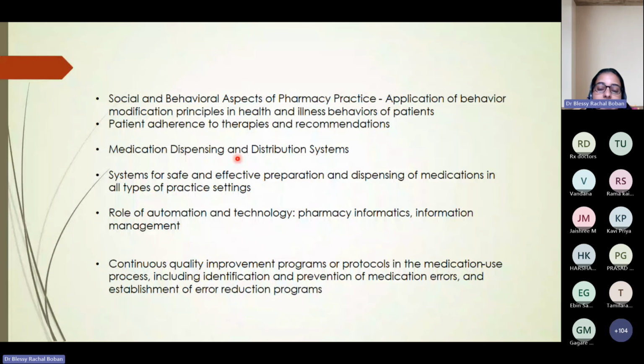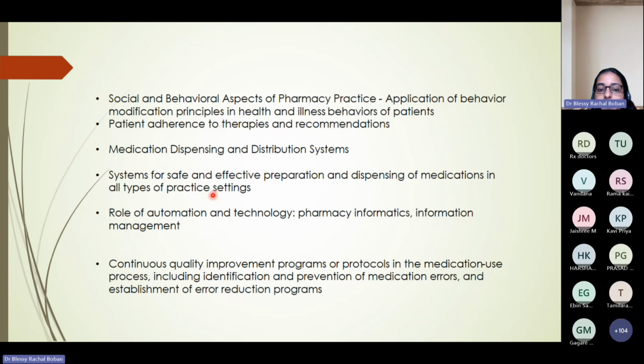Then medication dispensing and distribution systems. So types of distribution. These days, you may get questions related to pharmacy automation, automated dispensing cabinets, barcoding systems, and all. Then systems for safe and effective preparation and dispensing of medication, that is, which methods you can use to prevent medication error. If you have sound alike, look alike medications, how can you prevent error? You have to use Tallman letters. I hope all of you are familiar with Tallman letters. That is, you use uppercase and lowercase letters, like prednisone, prednisolone. Both are sound alike medications.